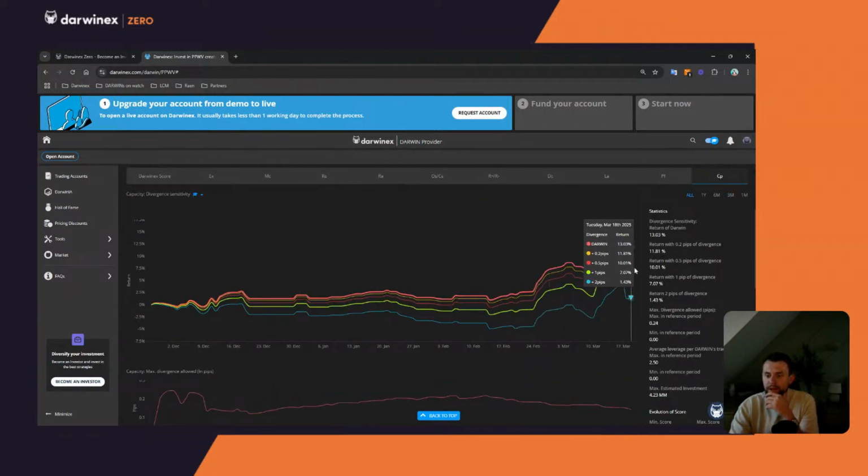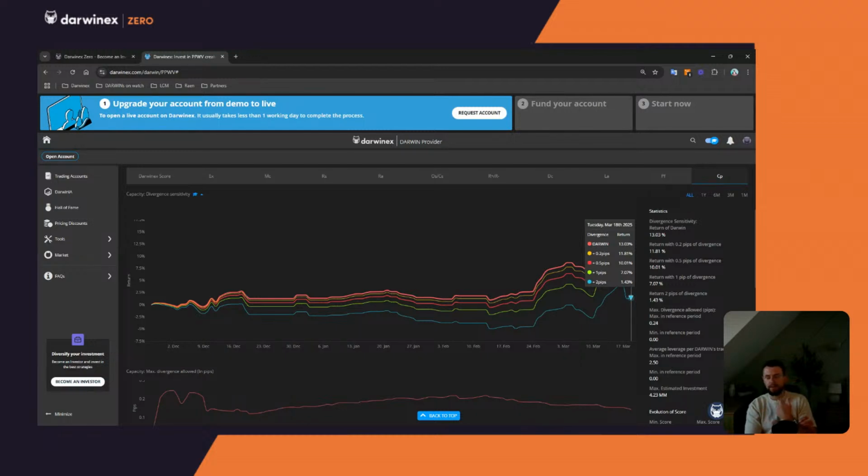But let's take a look at your capacity because it's one that I spent a lot of time talking about. So your Darwin's up 13%, but it's actually higher. Again, I don't think this is fully updated because this is shown from March the 18th, which is Tuesday earlier this week. Your Darwin's up 13%. If your investors were getting 2 pips worse slippage or worse fills on every single trade, they would only be up 1.43%. So they'd probably have like 10% of your performance. Now that's quite a big discrepancy.